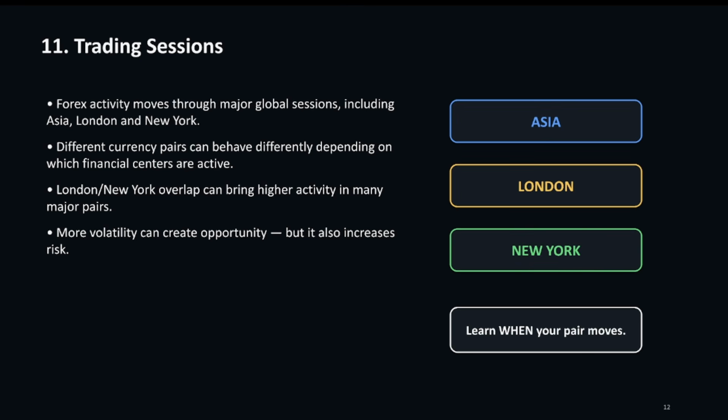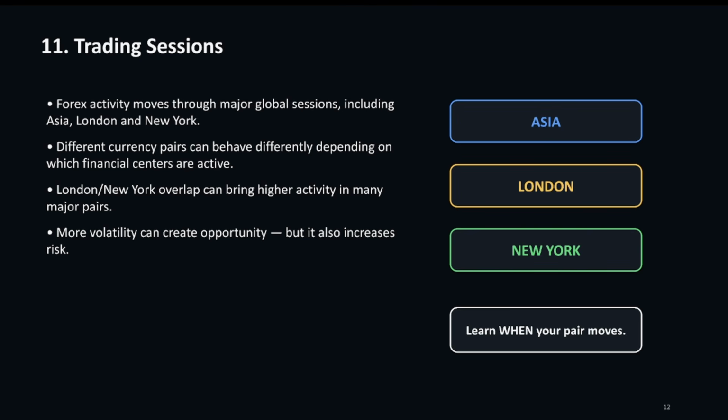I'm going to be trading gold during the New York session, because that is when a lot of traders are active and you're able to see the most volatility. London/New York overlap can bring higher activity in any major pair.